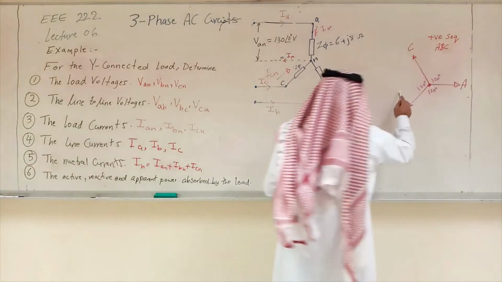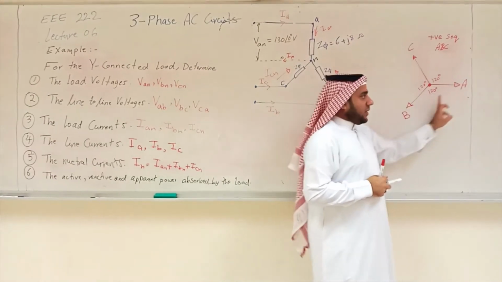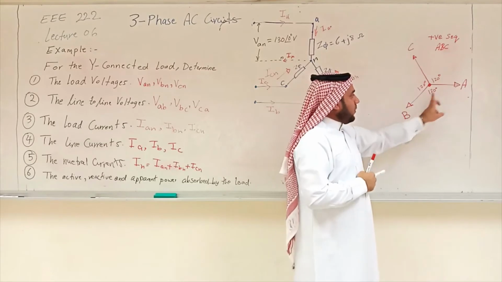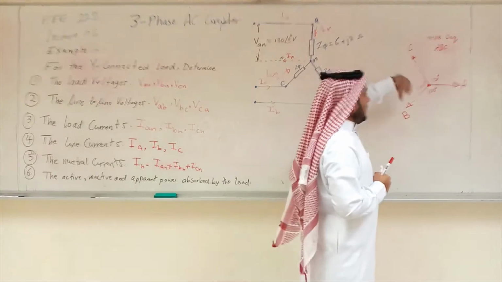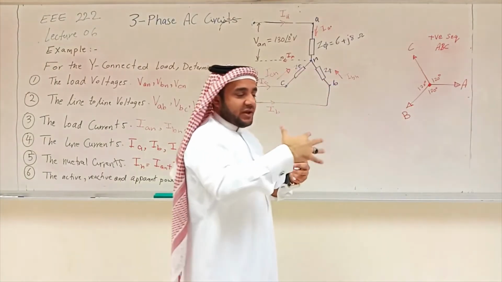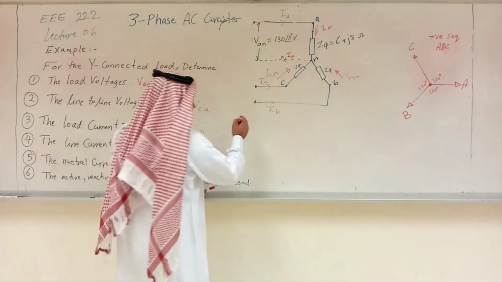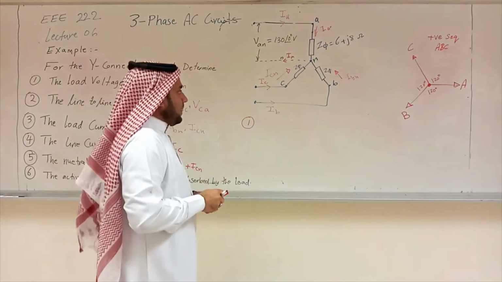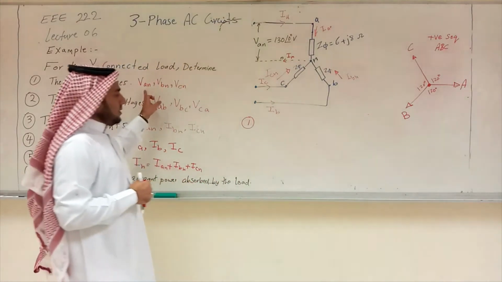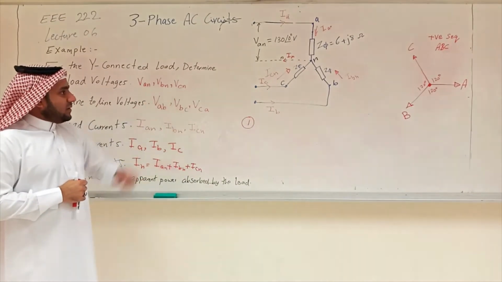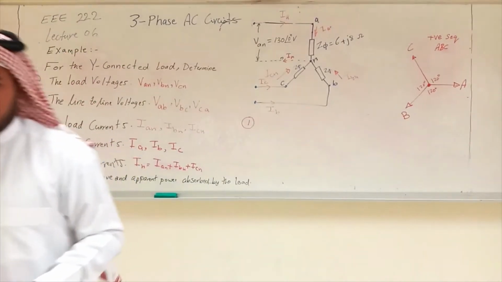Now remember from last part, our sequence here is ABC, positive sequence. So if this is vector A, vector B will be lagging behind by 120, while vector C will be leading ahead by 120 degrees. So we're going to use this now to bring the phase shifts between the 3 phases. Okay? So let me start by number 1, the load voltages. For the load voltages we are looking for VAN, VBN, VCN. And we'll continue in the next part just to save the time of every part.